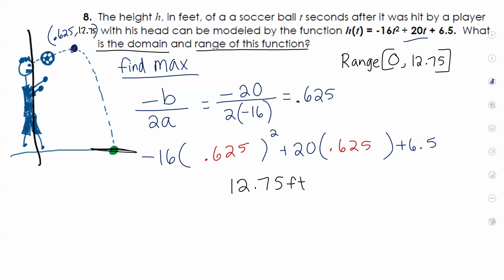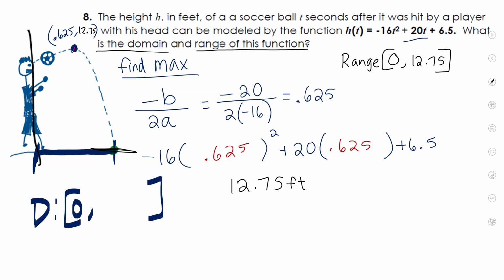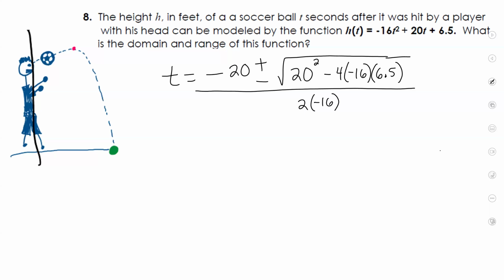Just a quick hint. Your domain is from 0, because that's the time it starts at, 0 seconds. How long does it take for it to land? That's going to be your domain. So your domain will be from 0 to however long it takes to land. And you guys are going to use which formula to figure that out? Quadratic formula. I'll be walking around. A lot of you guys had it.